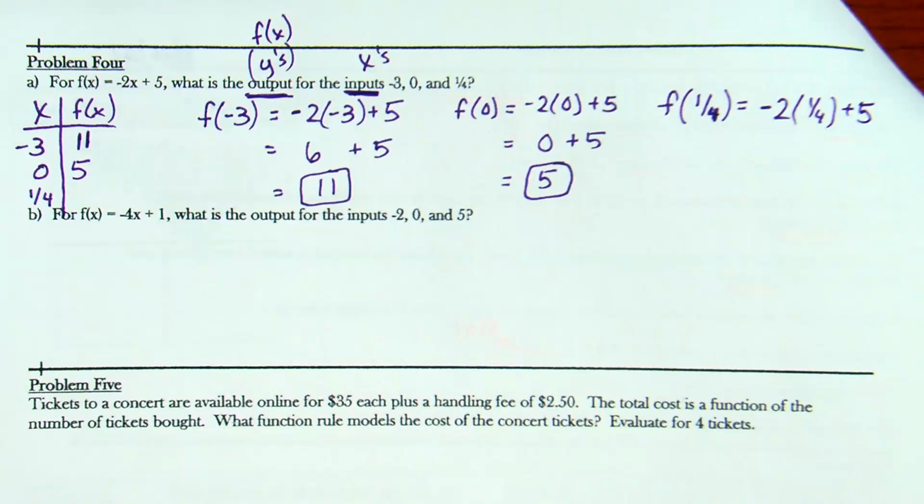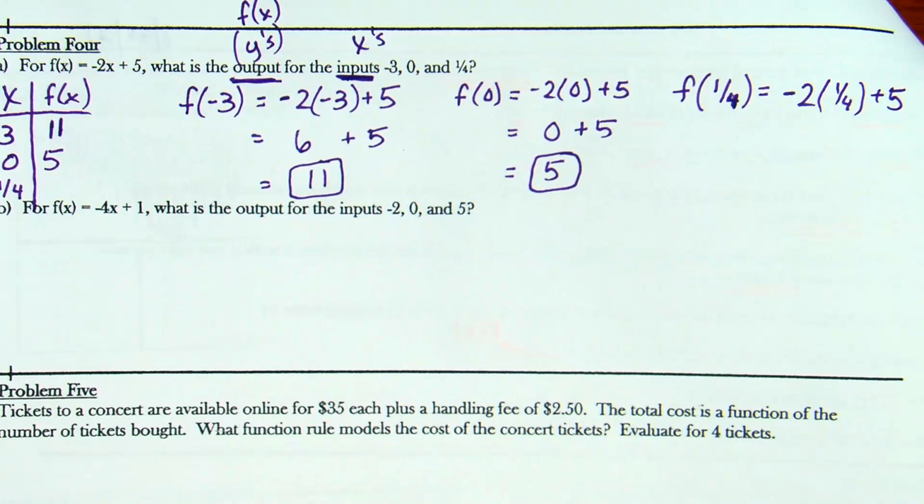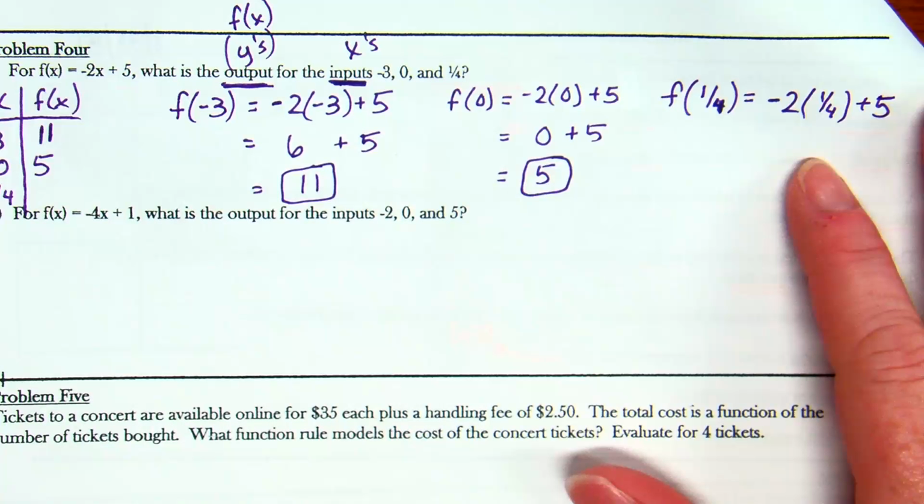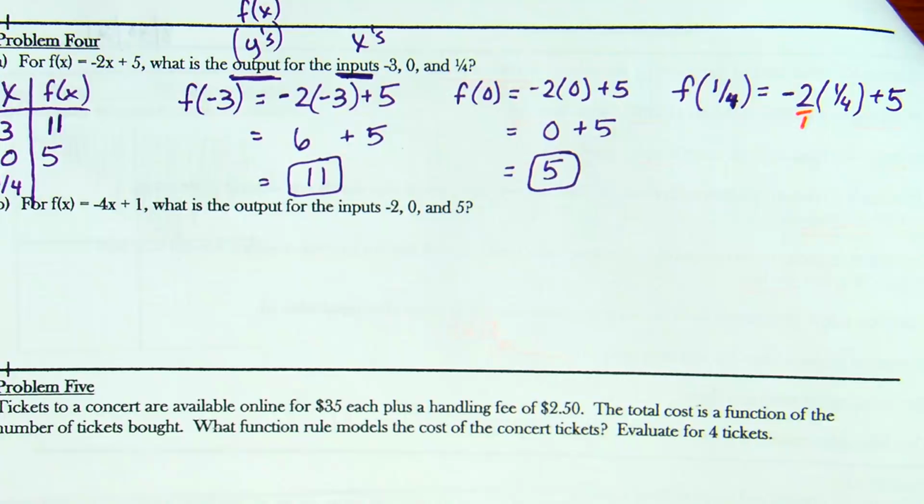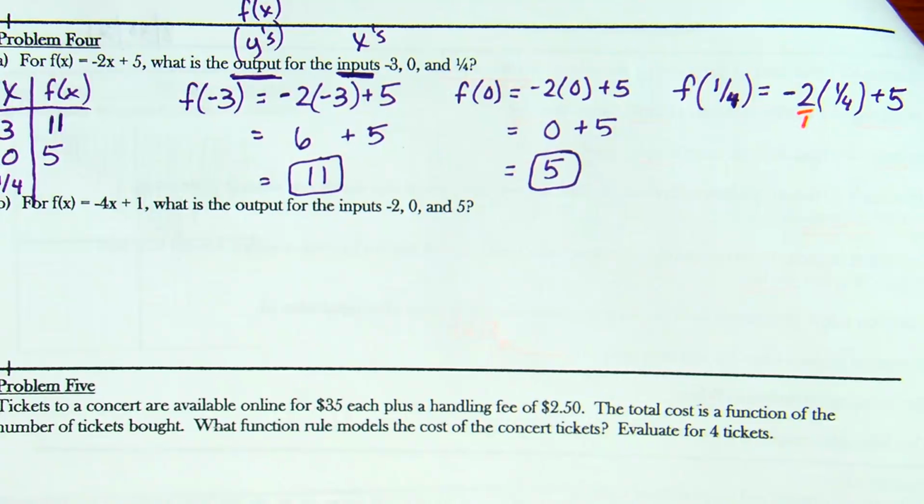Negative 2 times 1/4. How do I multiply negative 2 times 1/4? Make it negative 2 over 1. Okay, so the official answer there is negative 2 over 1 times 1 over 4, which gives you negative 2 over 4, which equals negative 1/2. Or there's a handy dandy device called a calculator. Nah, I like the old fashioned. There are times you cannot use a calculator. So I like the old fashioned, right down on paper: negative 2 over 1 times 1 over 4. If you multiply across, it's negative 2/4, which reduces to negative 1/2, plus 5.